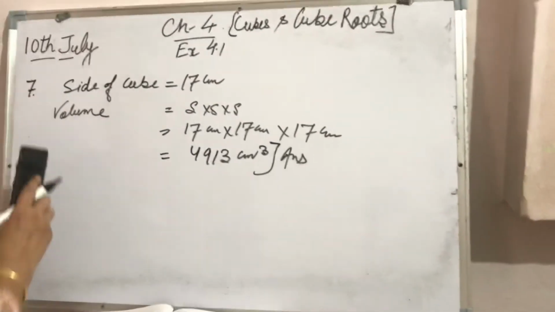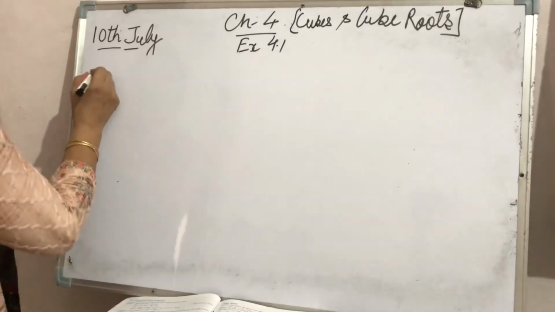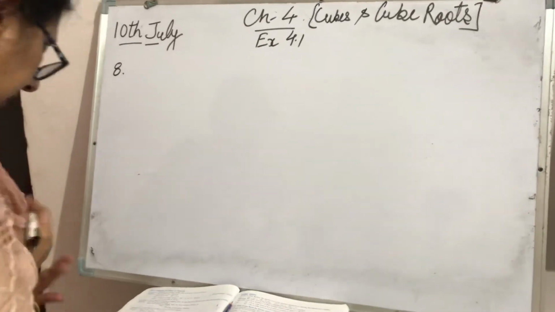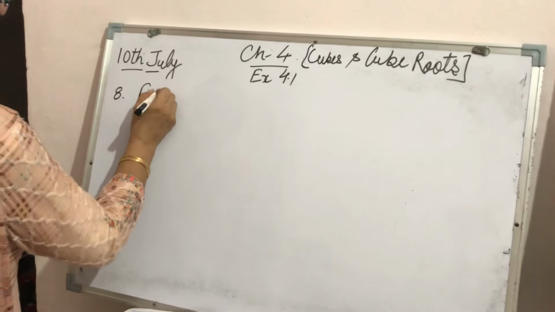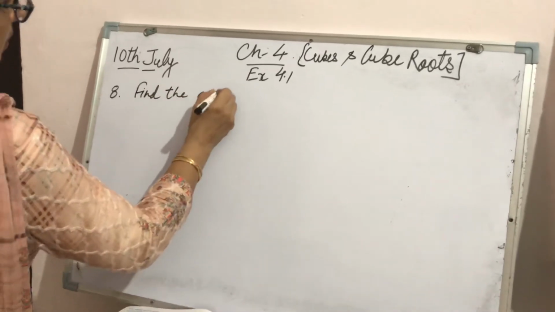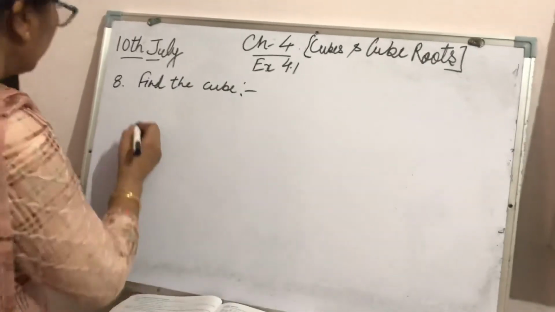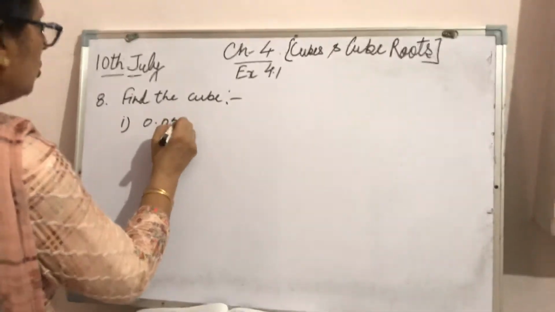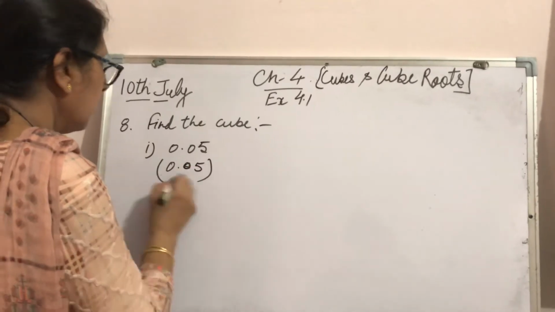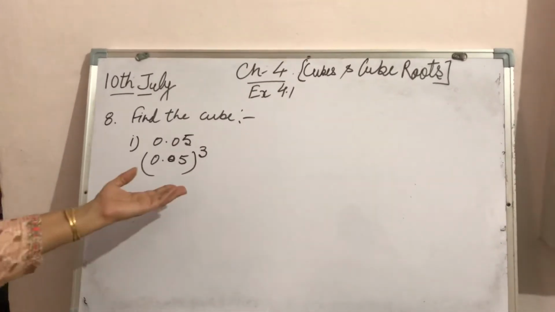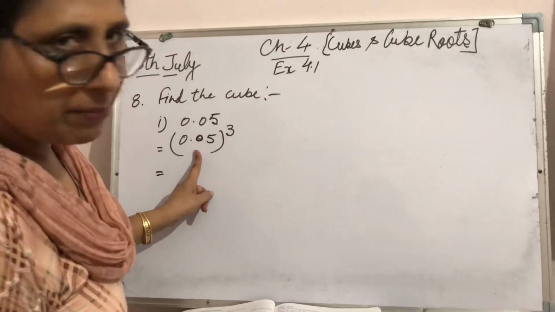Next question number 8. Eighth question is, find the cube. Very simple. Cube means having power 3 and we have to solve it. First, 0.05. We have to find its cube. Cube having power 3, already you have done in exponents and powers. If power is 3, we have to multiply this number 3 times.